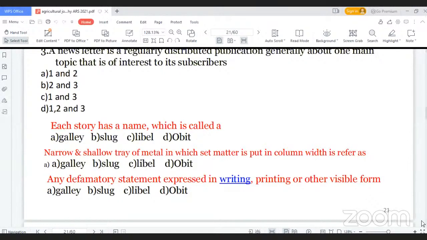Then any defamatory statement is libel. Libel means any defamatory statement written in print media or visual form. That is called libel. Obit means generally some death news.